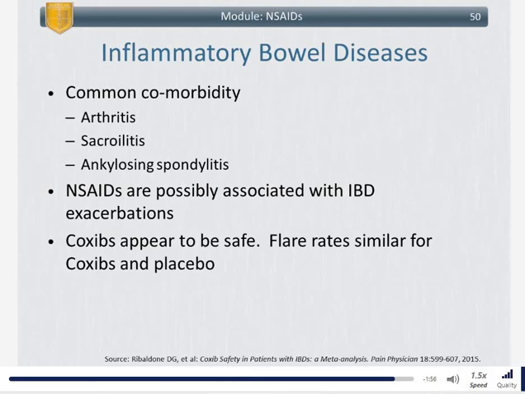Okay, so we see a lot of comorbidity with arthritis, sacroiliitis, ankylosing spondylitis. NSAIDs possibly, I think there's a fair amount of evidence that they are associated with exacerbations of the inflammatory bowel disease. Coxibs, again, Celebrex is the only one on the market, appear to be safe with flare rates similar to placebo.